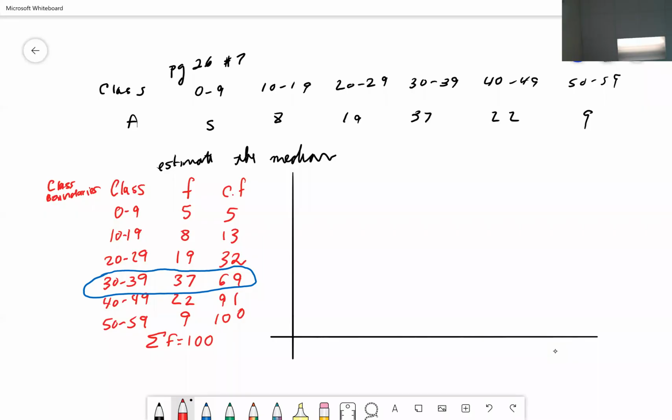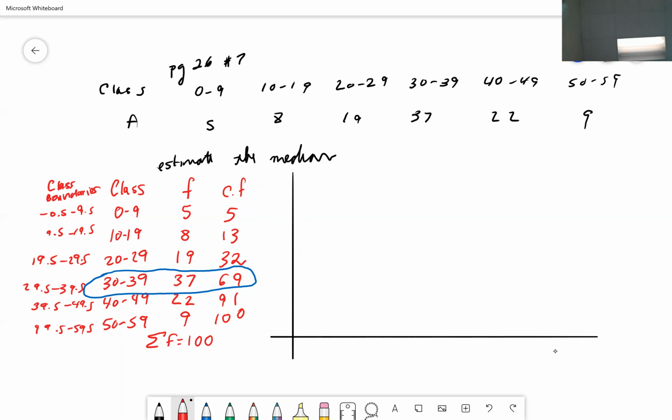So let's create our class boundaries. Again, we need to create our class boundaries because it's half less, half more, so we don't have gaps between our classes. So that's negative 0.5 to 9.5, 9.5 to 19.5. Feels really artificial, and it is. 19.5 to 29.5, 29.5 to 39.5, 39.5 to 49.5, 49.5 to 59.5. I need that for graphing this cumulative frequency graph.